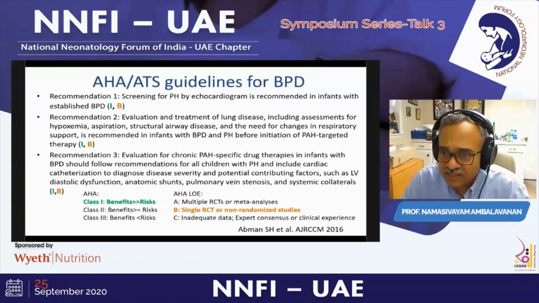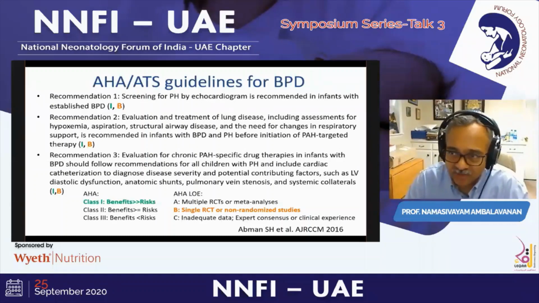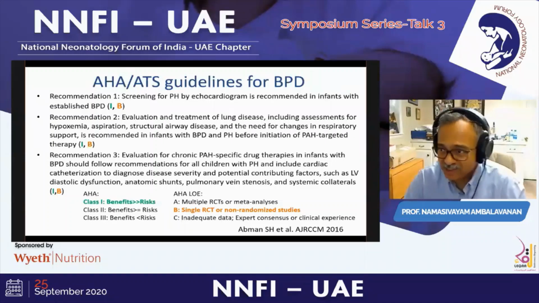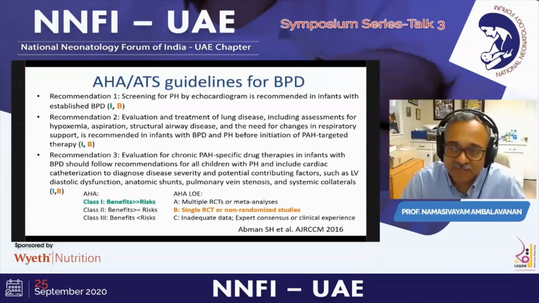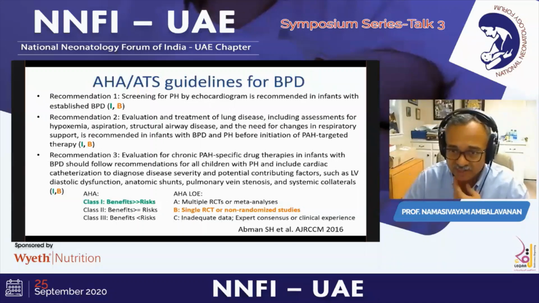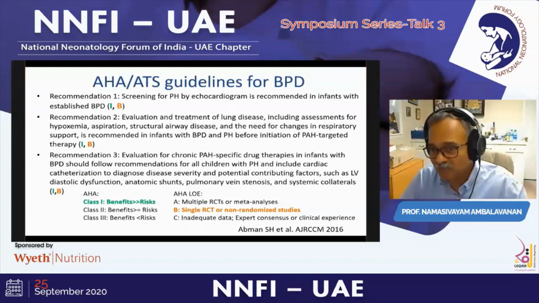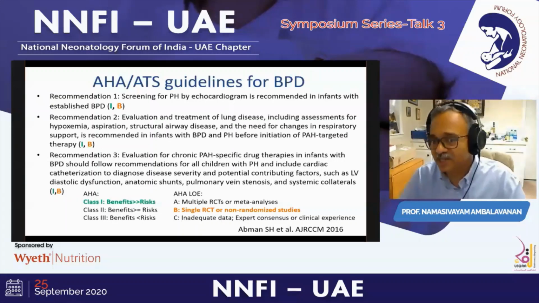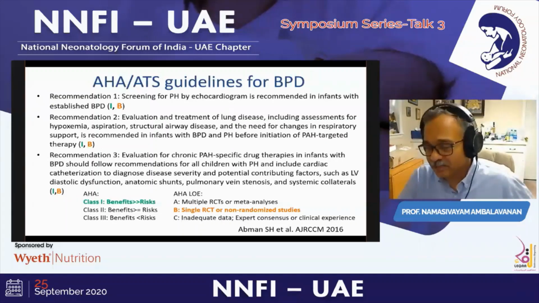There are various guidelines that the American Heart Association and American Thoracic Society have come out for BPD and BPD with pulmonary hypertension. And they basically state that screening for pulmonary hypertension is recommended in established BPD, and that you need to evaluate and treat lung disease, including trying to fix the known problems such as hypoxemia, aspiration, structural airway disease, and so forth, before you start treating the pulmonary hypertension. That is, until you fix the underlying problem, trying to fix pulmonary hypertension isn't all that useful.